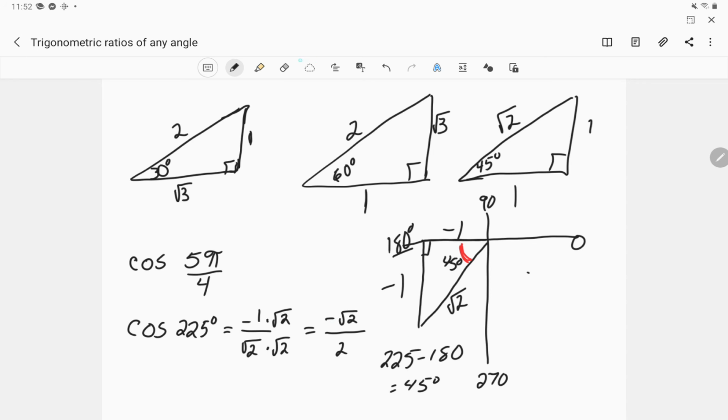Now again, thinking about positives and negatives for a second, we know that in the third quadrant, CAST, tan is the only thing that should work out to be positive. So if I'm doing cos, it should be negative, and it is. So that's my answer. Cos of 225 is negative root 2 over 2. So they ask for another one.